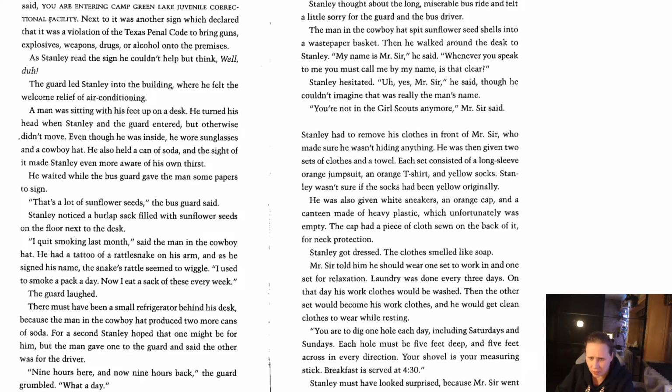He was then given 2 sets of clothes and a towel. Each set consisted of a long-sleeve orange jumpsuit, an orange t-shirt and yellow socks. Stanley wasn't sure if the socks had been yellow originally. He was also given white sneakers, an orange cap, and a canteen made of heavy plastic, which unfortunately was empty. The cap had a piece of cloth sewn on the back of it for neck protection. Stanley got dressed. The clothes smelled like soap.